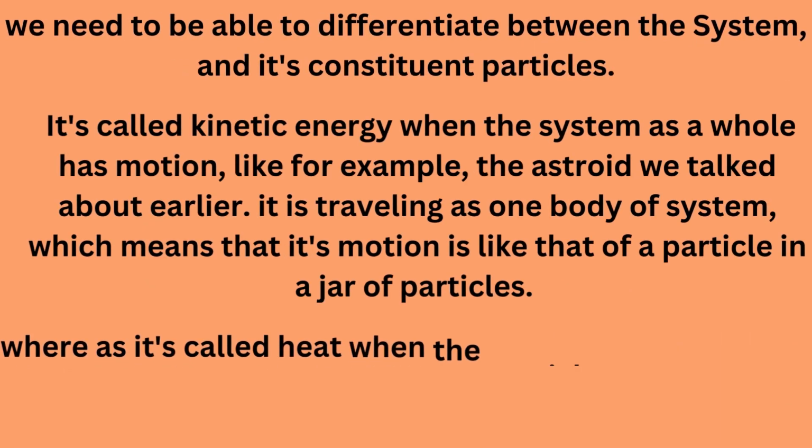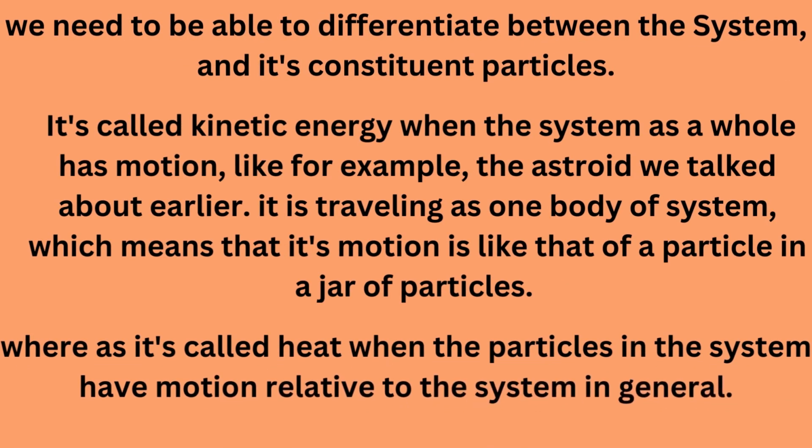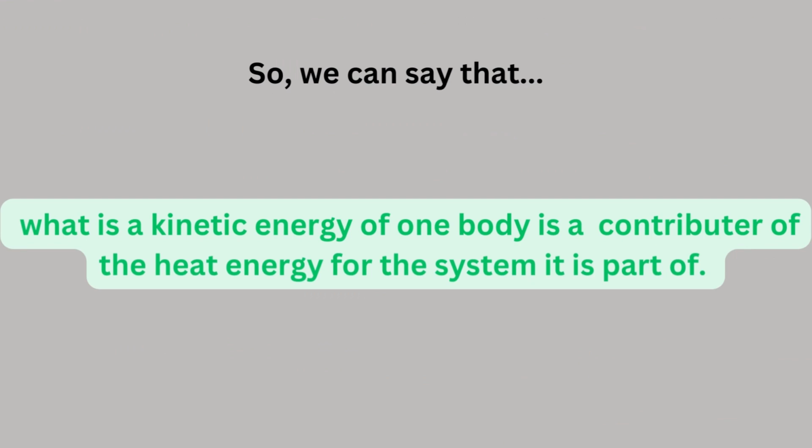We need to be able to differentiate between the system and its constituent particles. It's called kinetic energy when the system as a whole has motion, like for example the asteroid we talked about earlier. It is traveling as one body of the system, which means that its motion is like that of a particle in a jar of particles, whereas it's called heat when the particles in the system have motion relative to the system in general. So, we can say that what is the kinetic energy of one body is a contributor to the heat energy of the system it is part of.